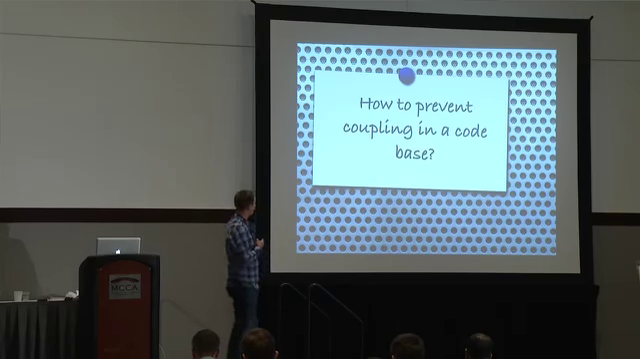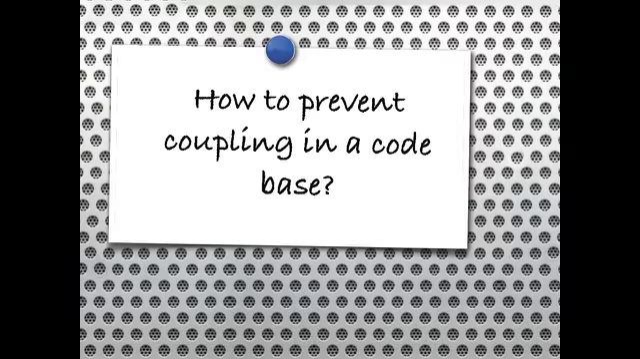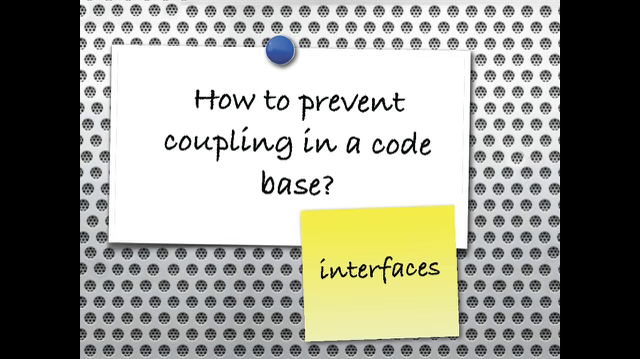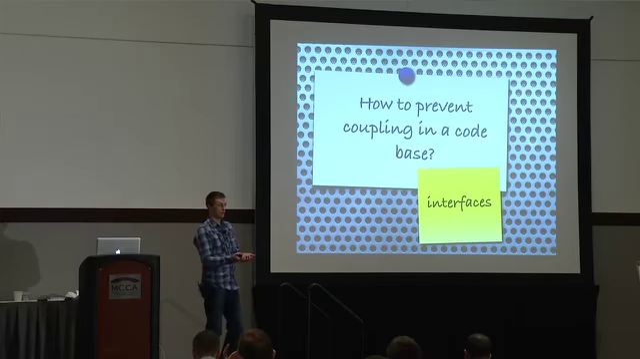So how do we prevent tight coupling in a code base? Well, nothing new again, I hope. We use interfaces. So instead of using implementation classes from one class to another class, we separate everything with interfaces. And of course, at some point you have to use implementation classes because otherwise your system is not doing anything. But your modules, at least, have to be separated by interfaces.